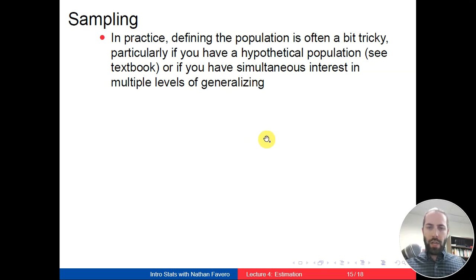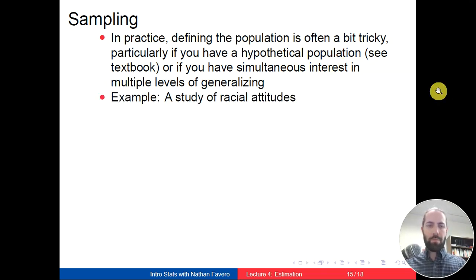All right, so that's a very simple example, but in practice, sometimes defining the population is a bit tricky because we might be interested in more than one population, or as the textbook talks about, there might be a hypothetical population that we're interested in, right? So sometimes instead of talking in terms of counterfactuals, we might talk about a hypothetical population, those that didn't receive the treatment, for example. So that's just one example of how it can be hard to define exactly what the population is.